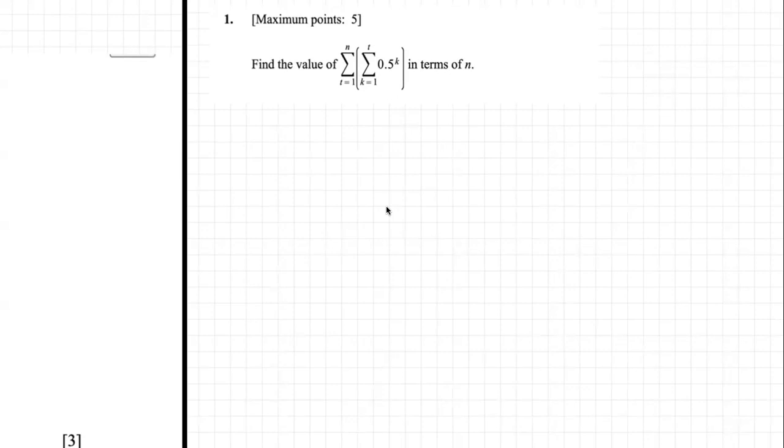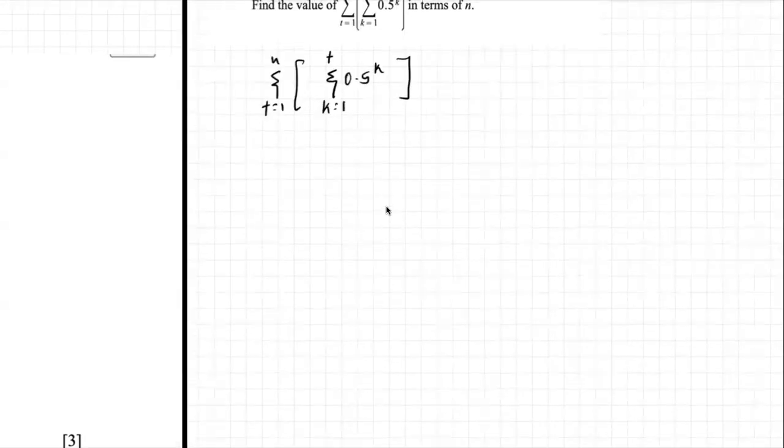Let's write down the question again to get some clarity: the summation where t is equal to 1, with the bracket, the summation up to t, where k is equal to 1, of 0.5 to the power of k. Sorry, my summation is so bad. The first step would be to simplify the summation inside this bracket right here.